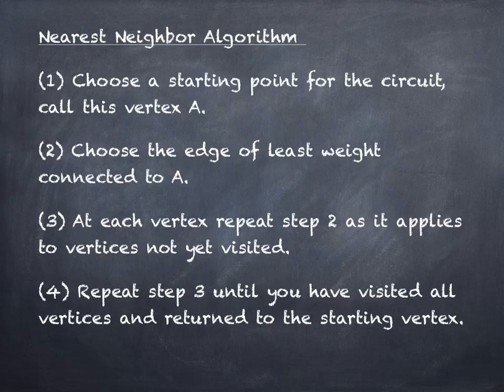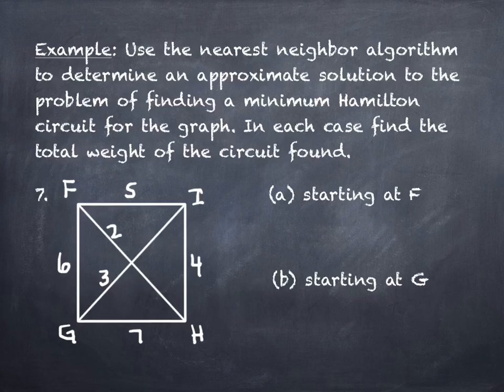The nearest neighbor algorithm says the following. We're going to choose a starting point, and just for the moment we'll call that point A. And then we choose an edge of least weight that is connected to A, and we go down that edge. And then at each vertex we come to next, we repeat that process of choosing the least edge from among those we have not yet visited. And then we repeat step 3 until we have visited all vertices and return to the starting vertex. And I have an example for us to take a look at.